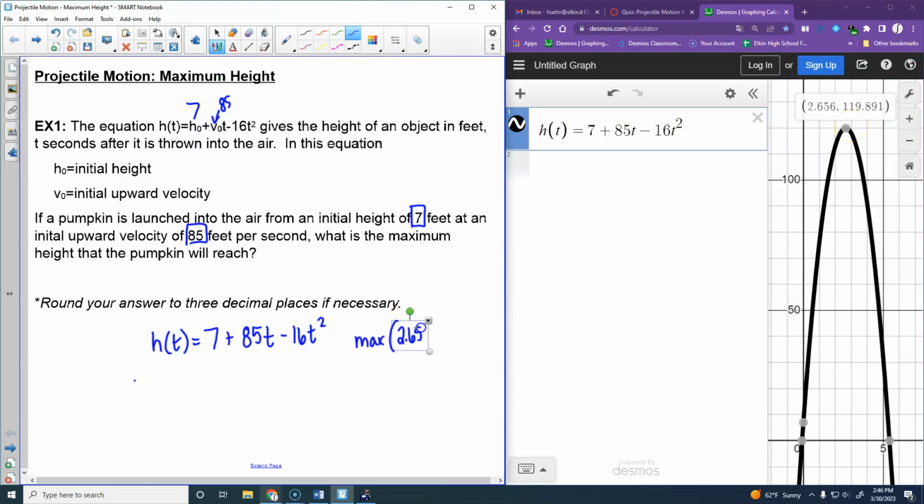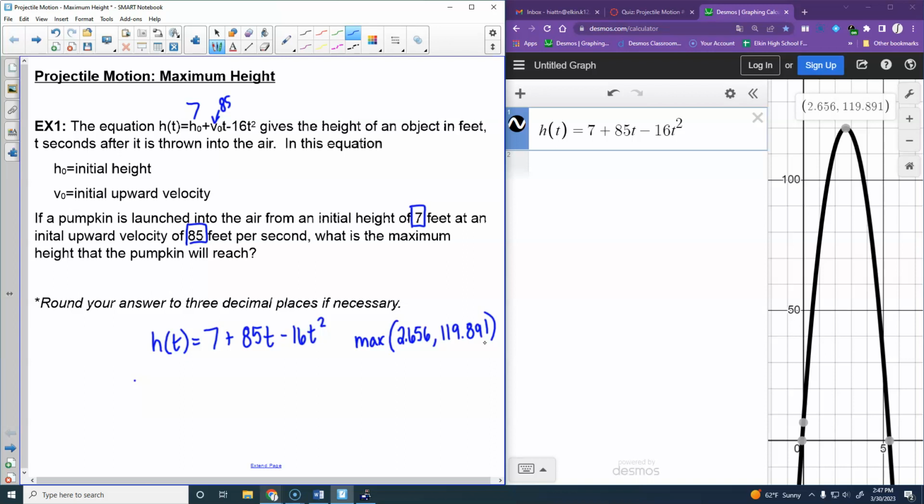At that maximum point, 2.656 is my x coordinate, and 119.891 is my y coordinate. Now, if I ask you, what is the maximum height of the pumpkin? And you answer me with 2 answers, I'm going to think that doesn't make any sense, right? So those 2 numbers, both of them are not the answer. Which one is the answer?